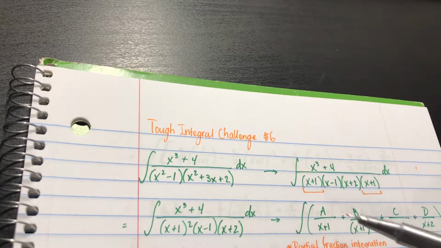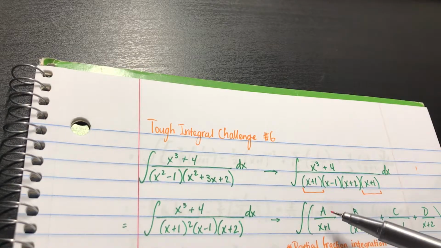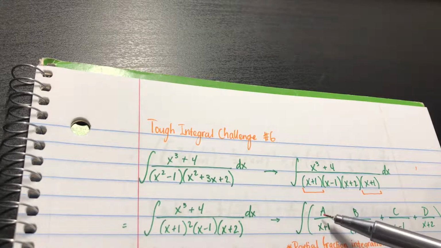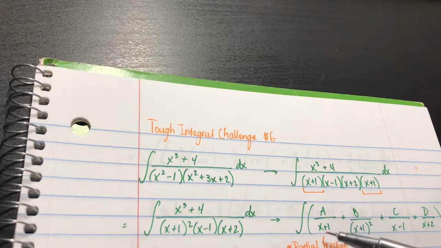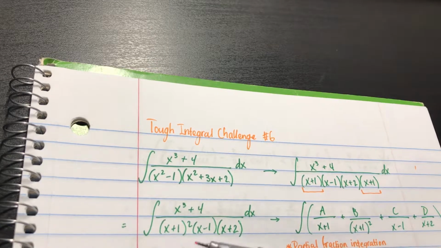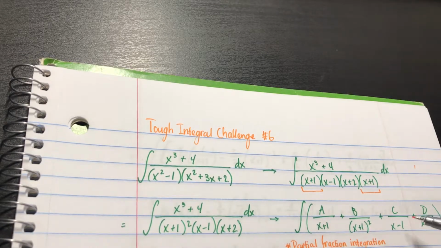And so the first step that we have to do is break this fraction apart based on the terms that are found in the parentheses within the denominator. So since we have a repeating term right here of x plus 1, we have to build up to it, which means that we have A over x plus 1 plus B over (x plus 1) squared, which is what we had originally right here, plus C over x minus 1 plus D over x plus 2.